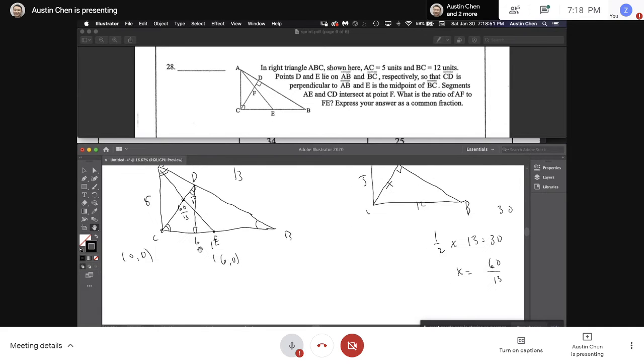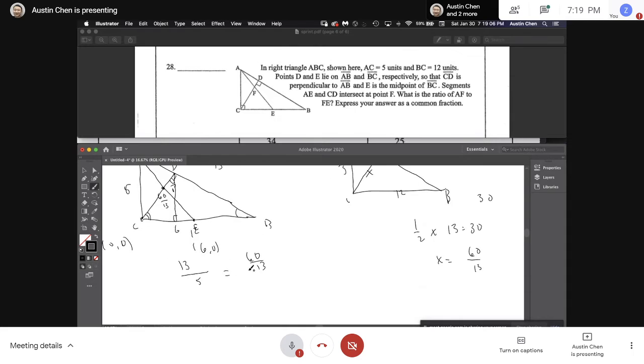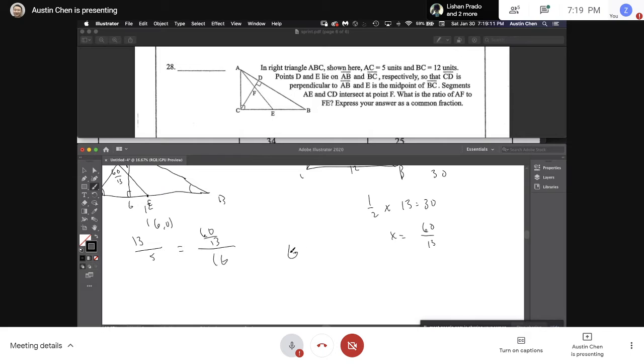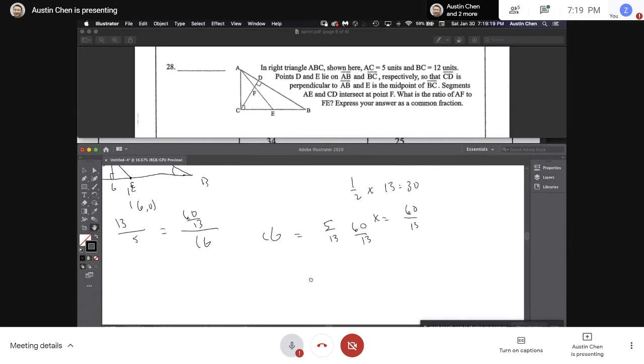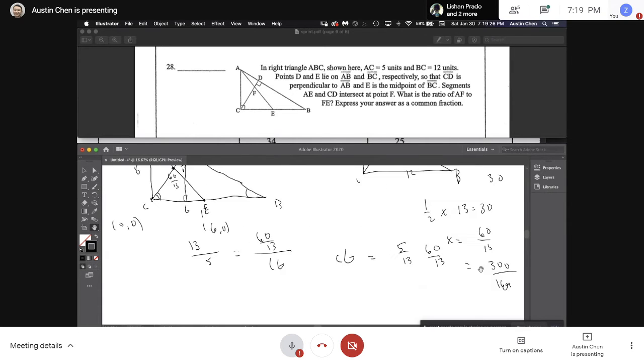So, okay, the ratio of our hypotenuse to our 1 tick leg, which is 5, is 13/5. And on our smaller triangle, this is going to be 60/13 over CG. So we should be able to solve for CG like this. So CG is going to be equal to 5/13 times 60/13, which is 300/169.